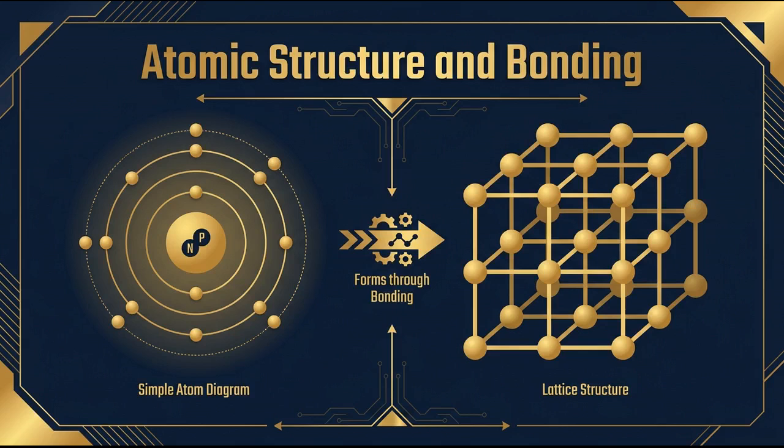Isotopes are atoms of the same element with the same atomic number and same protons, but different numbers of neutrons, which changes their mass number. The relative atomic mass is the weighted average of these isotopic masses.